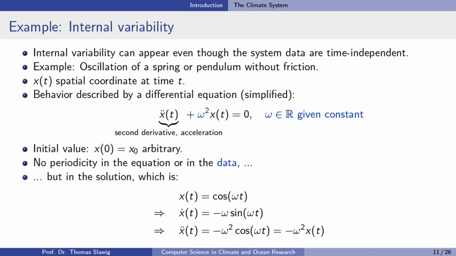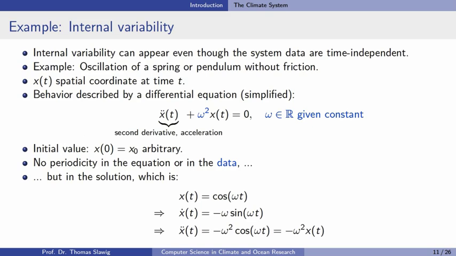So there is no variability in time in the constants, but still the system, so the solution of the equation, has a periodic structure. This is one example. So this happens not only in climate research, that we have El Nino or something, it happens, it's a mathematical property. So what I want to say is that internal variability can appear in a system even though the system data are time independent. And the example is the oscillation of a spring or pendulum without friction.